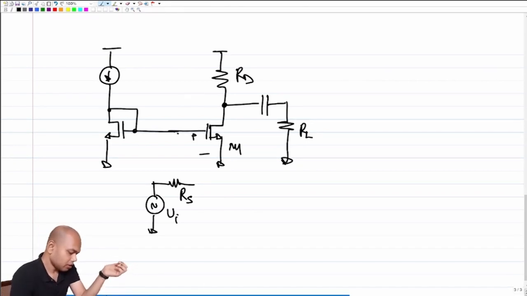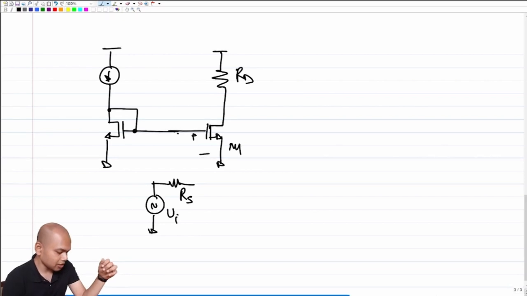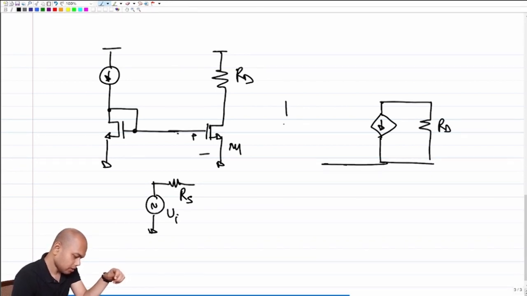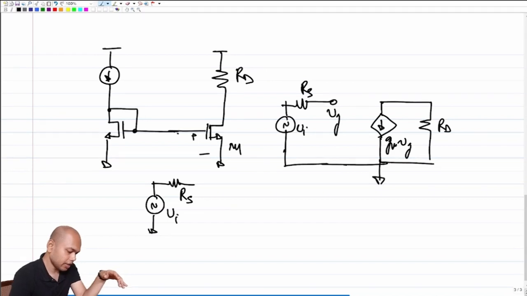So what am I looking for? Let me remove this RL part, because that is not giving me any extra information for the purpose of this discussion and is unnecessarily taking up a lot of space. So what are we looking for? Ultimately, we are looking for a configuration in which the incremental model of our common source amplifier should look like this. So this is RD, this is VG, so this is GM times VG, or GM times VI. This is what we want, right? Incrementally, the source should be shorted, right? This is what we want.